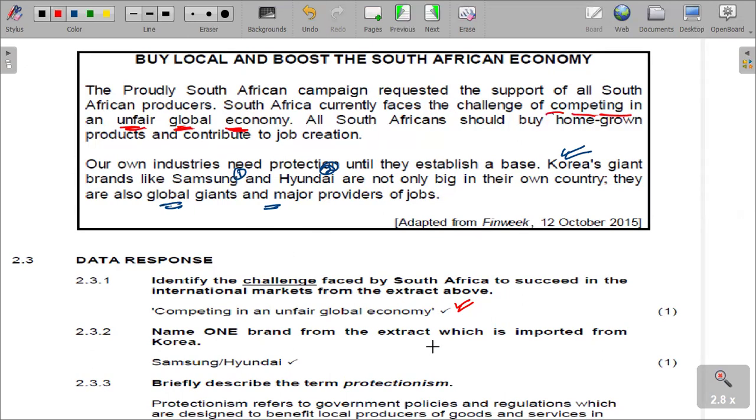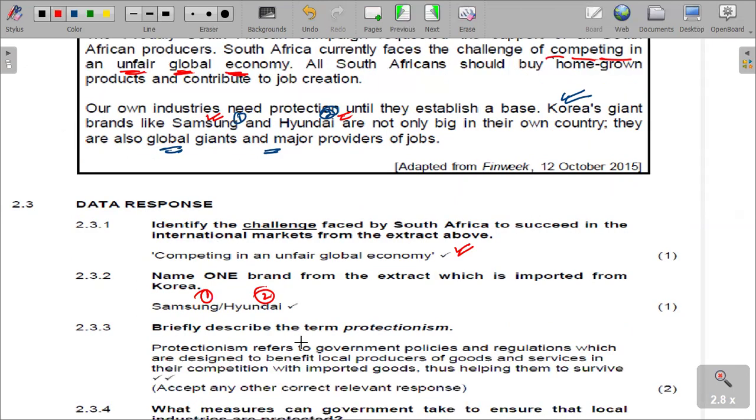And then, name one brand from the extract which is imported from Korea. Korea's giant brands are given there, which I have already indicated. There is Samsung, there is also Hyundai. So it is Hyundai, and it can also be Samsung. Those are the brands that are given. Just note that the answers are found in the paragraph, or in the comprehension reference text that is above there.